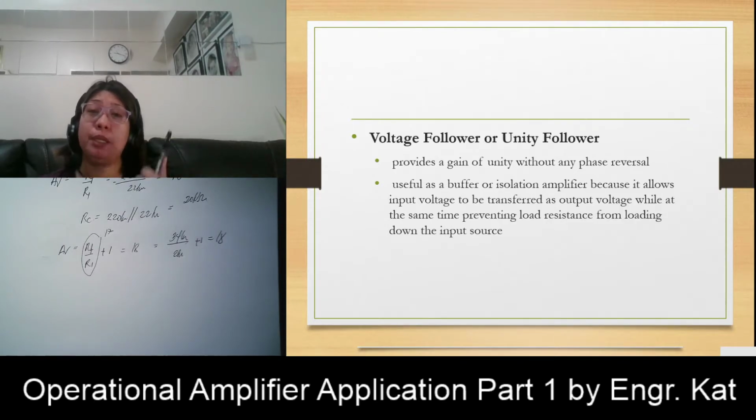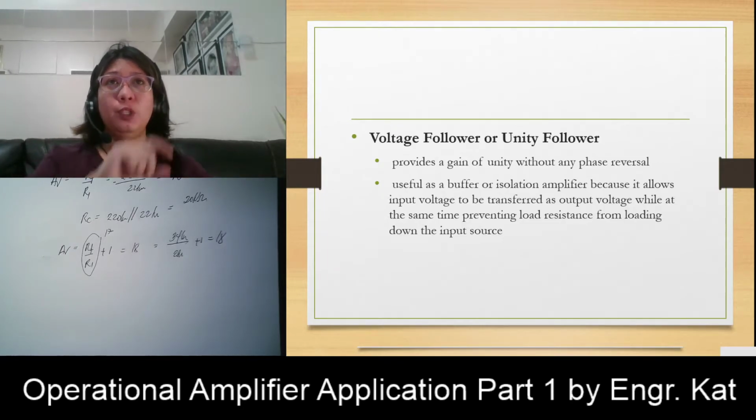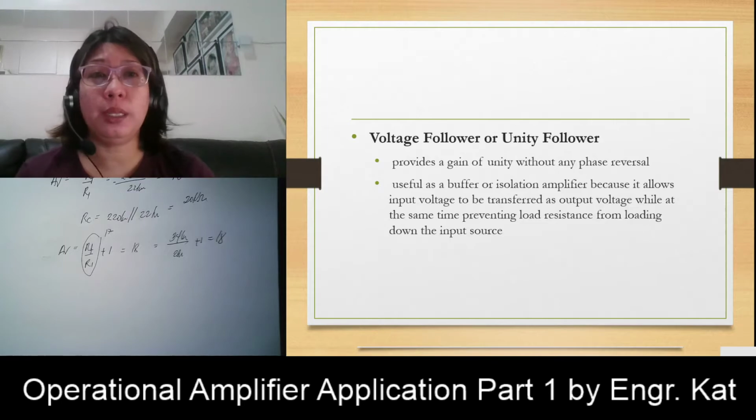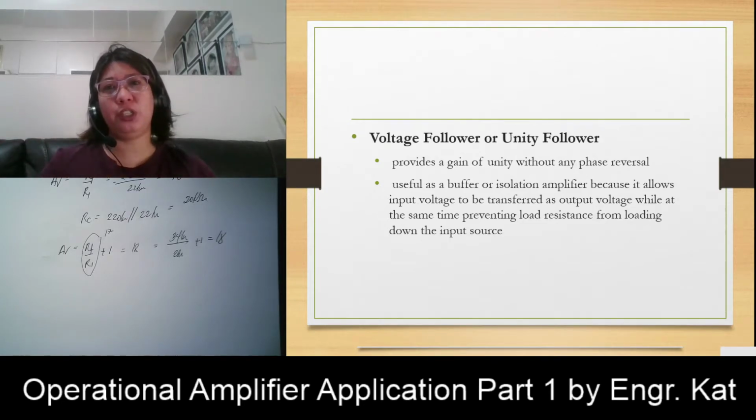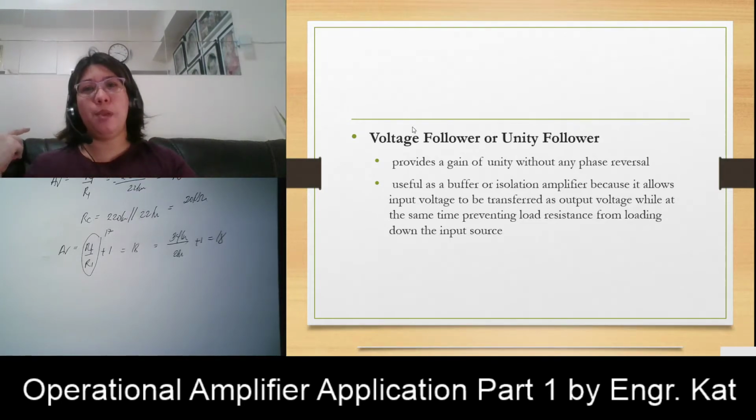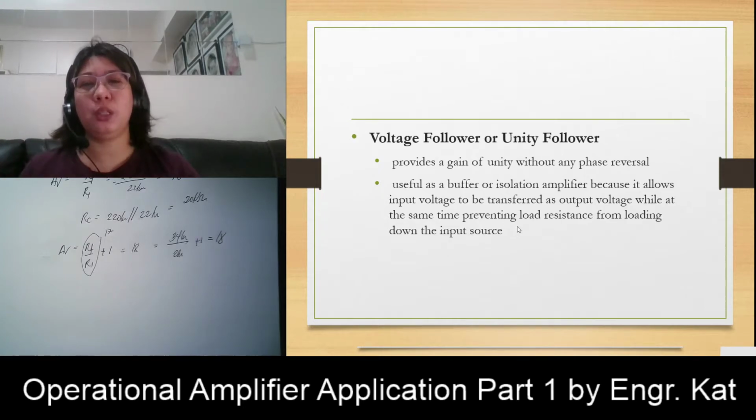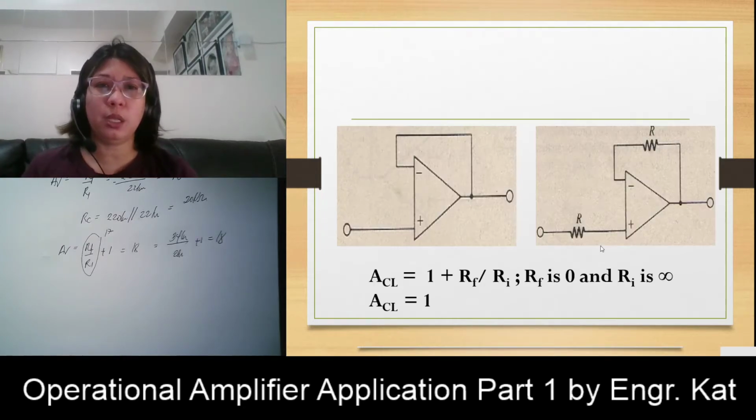So if our input is 1 millivolt, your output is also 1 millivolt. Okay, so this is just being used for electrical isolation purposes. So how do we connect operational amplifiers in such a way that it will be functioning as a voltage follower or a unity follower?